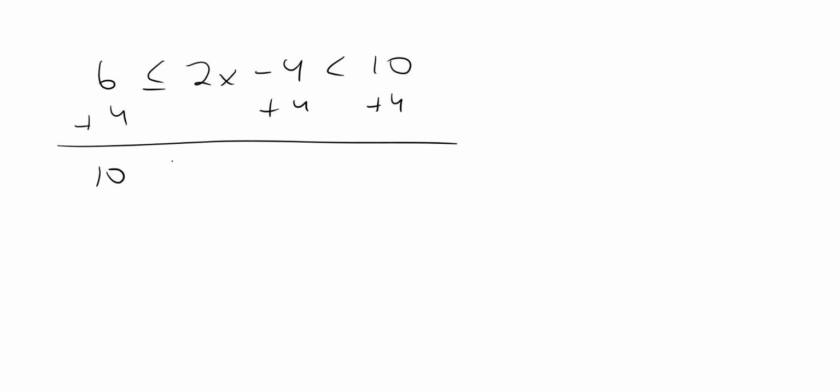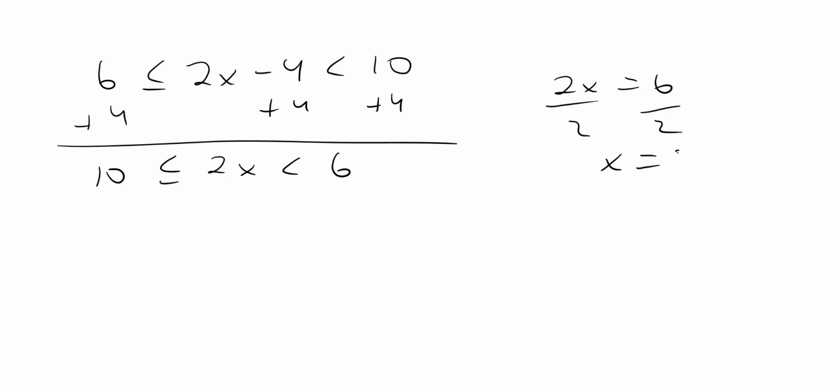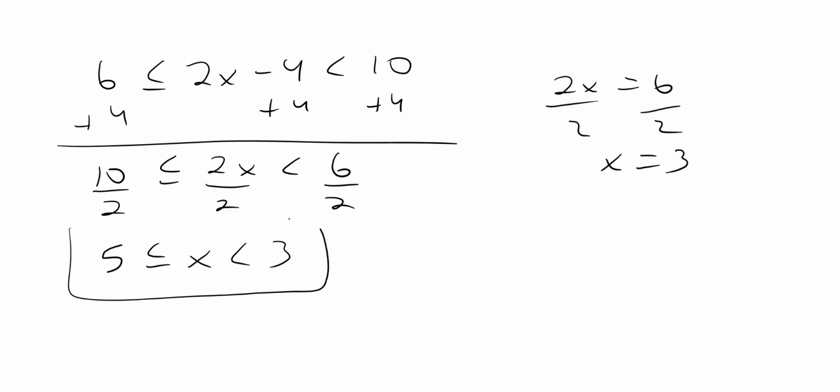So I get 10 less than or equal to 2x less than 6. Okay, and then how do you get rid of that x? It's 2 times x. Just like if I had 2x equals 6, how do you get rid of the x? Divide by 2. So you get x is 3. So here I'm going to divide all 3 sides by 2. So you get 5 is less than or equal to x, which is less than 3. Okay, that's the answer.